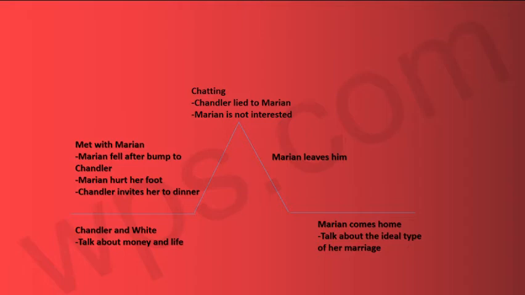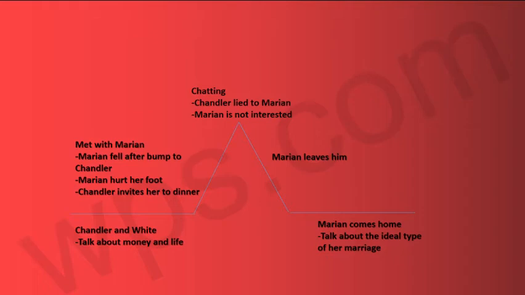Then in rising action, what happened to the character? Chandler went out and then he bumped into Marion, a young woman. What happened to Marion? She fell and hurt her foot, and she can't walk because she fell just now, right? So Chandler invites her to dinner. Marion also accepts after getting to know Chandler.